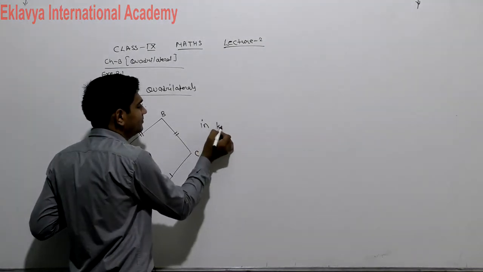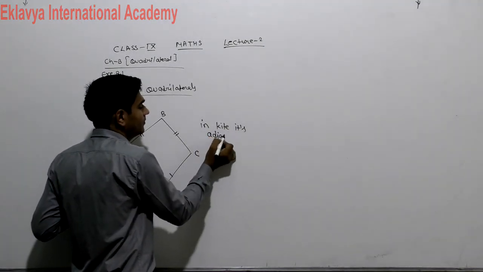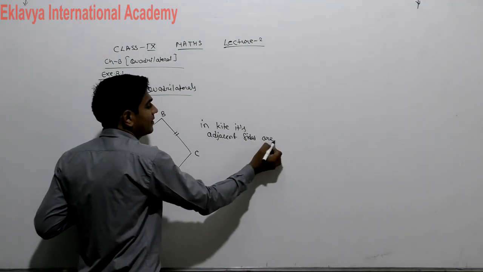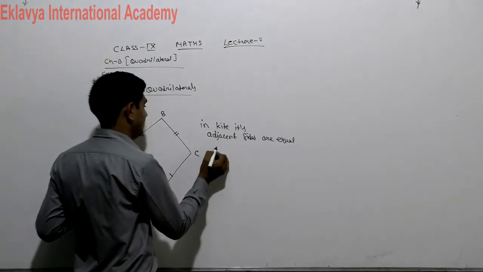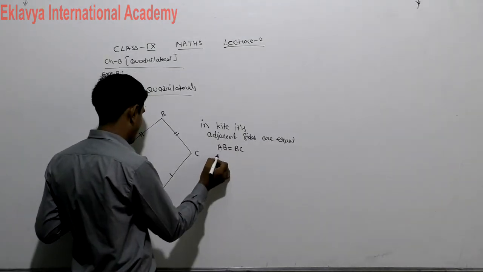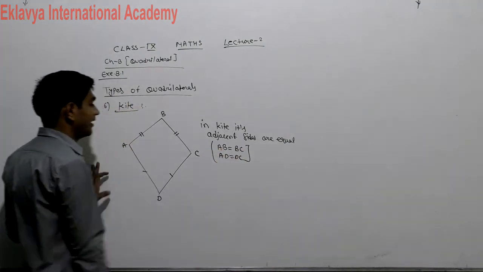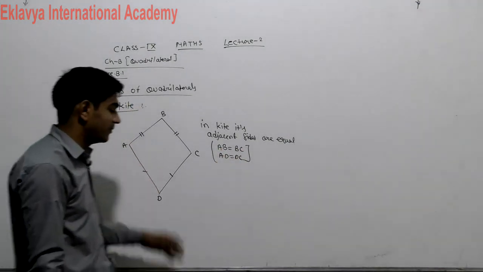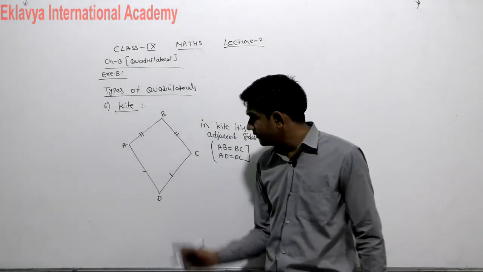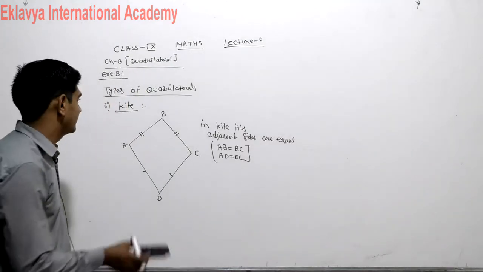In kite, its adjacent sides are equal. Meaning is that AB is equals to BC and AD is equals to DC. That is the property related to the kite. Kite में क्या होती है? Adjacent sides क्या होती है? Equal होती है. So basically we discuss here 6 types of quadrilaterals and their properties.